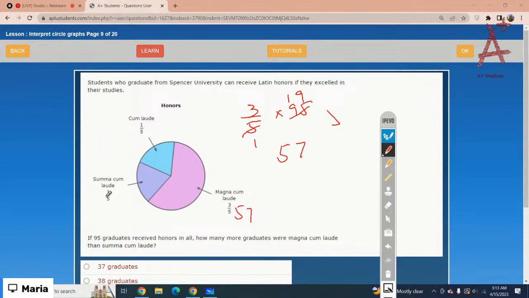Just calculate 1 by 5 for the summa cum laude. Got it? 1 by 5 times 95. So it would be 19. Just subtract 57 minus 19 to see how much more it has. Got it? It would be 38 more than. That means magna cum laude is 38 more than summa cum laude. Got it? So the correct option is 38.